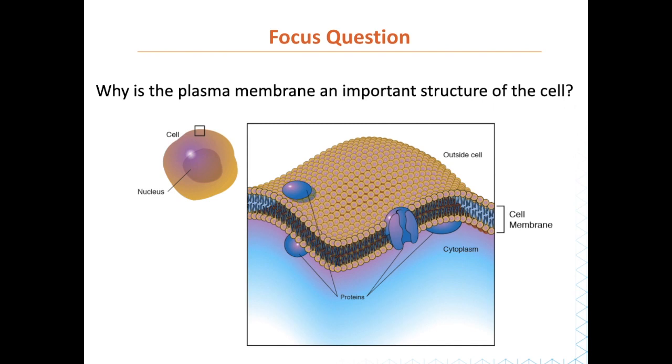Obviously, you guys already know that the plasma membrane surrounds the cell and keeps everything inside the cell, but it actually has a lot more important jobs than just keeping everything inside, right?